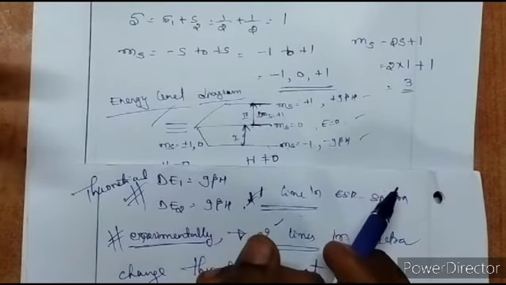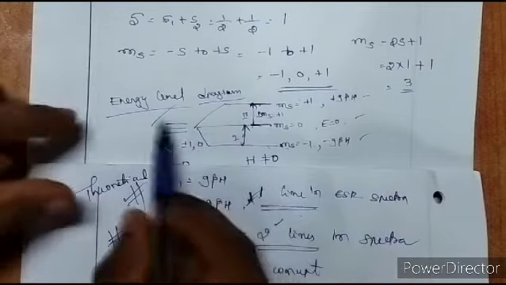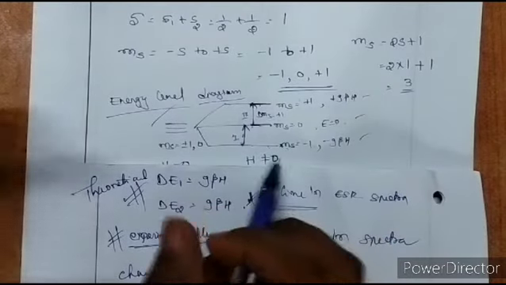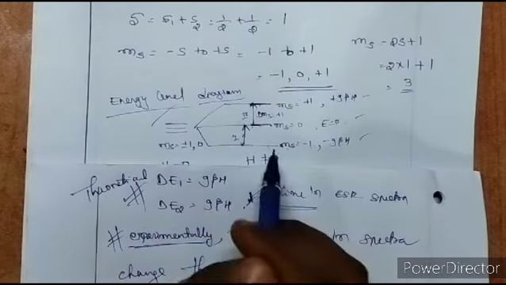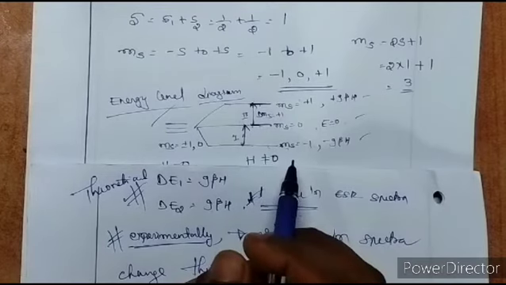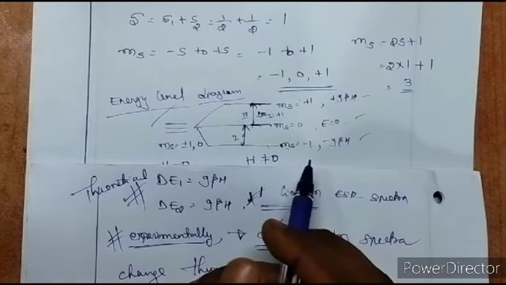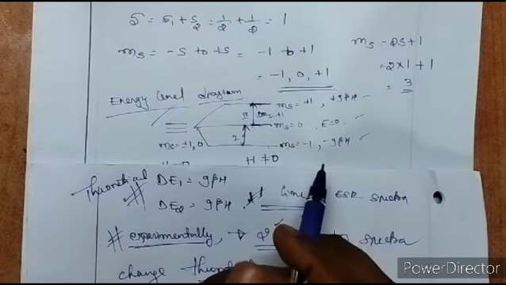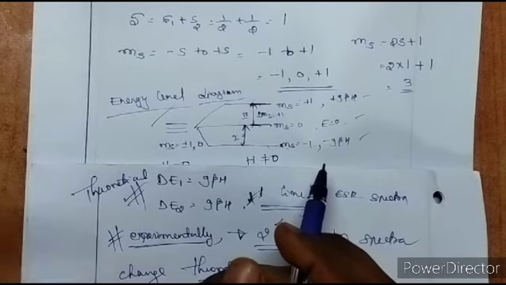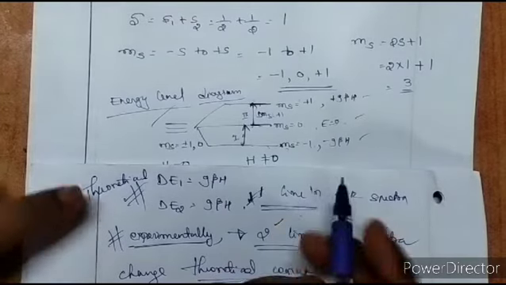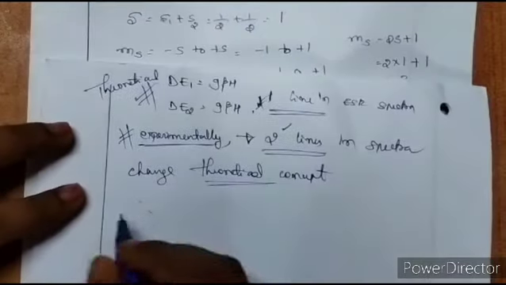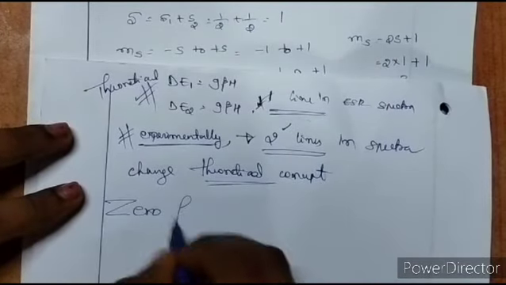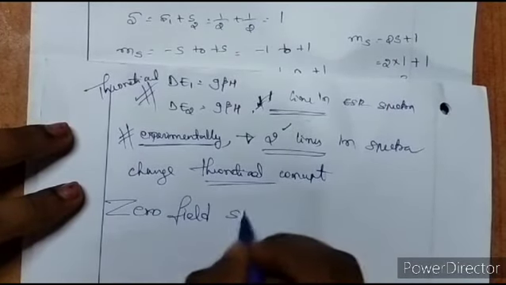Or in general, what I can say is that the energy level diagram we wrote earlier in the videos is applicable only for a system containing only one unpaired electron. If the system has more than one unpaired electron, then the energy level diagram must be different. That concept is explained by zero field splitting.